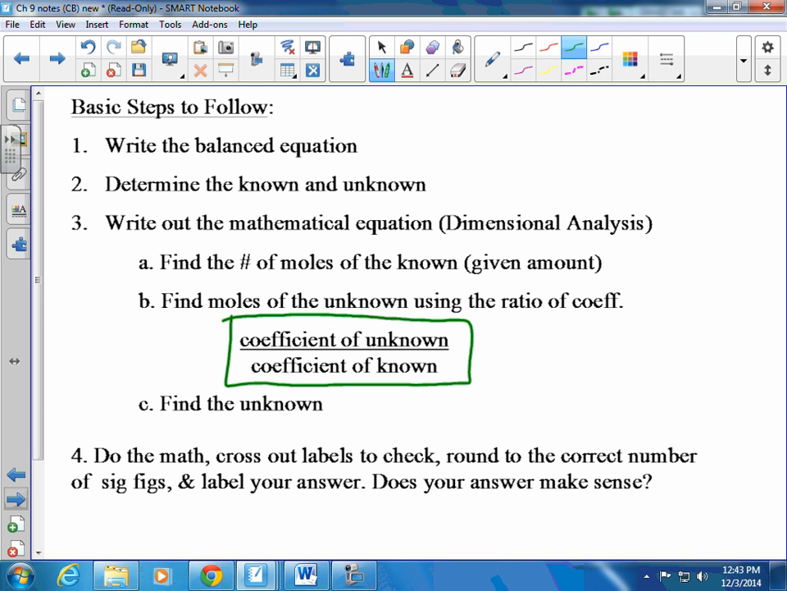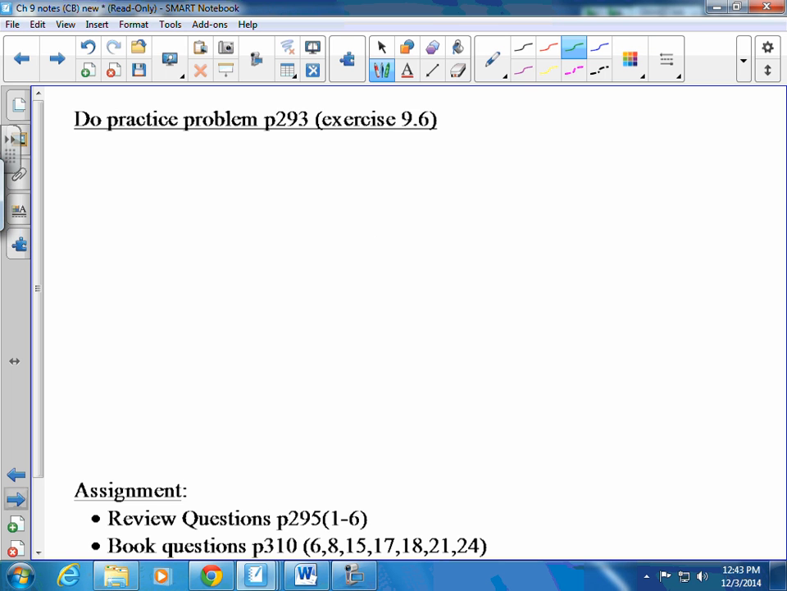Do your math, label, significant figures, all that good stuff. All right, so if you want to take a look at your book, this is the question I'm going to find. It's talking about hydrofluoric acid or hydrogen fluoride and sand, and trying to get it to react to make silicon tetrafluoride and water. So I'm just going to quickly write down the balanced equation.